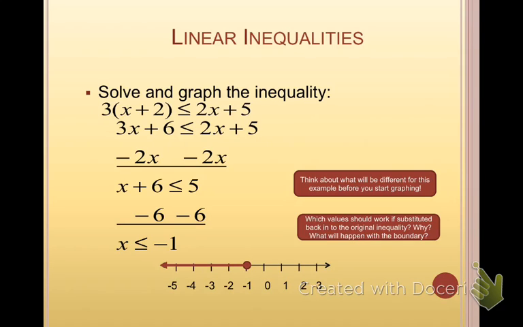Okay. Now, if we wanted to test to make sure that we shaded the correct place, we could test values. Okay, so we could test -3, for example, and it would work because if we plugged it back into the original equation, it would give us true values. If we plugged in 0, it would not work. Okay.